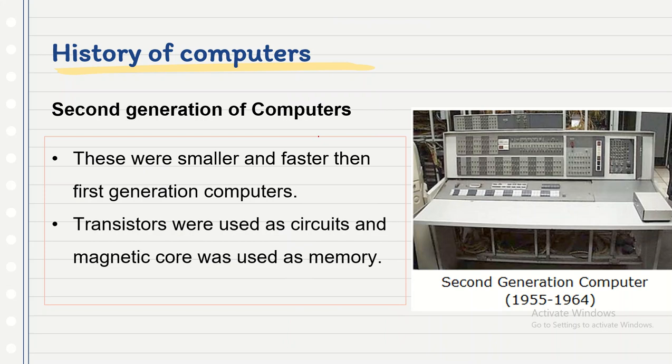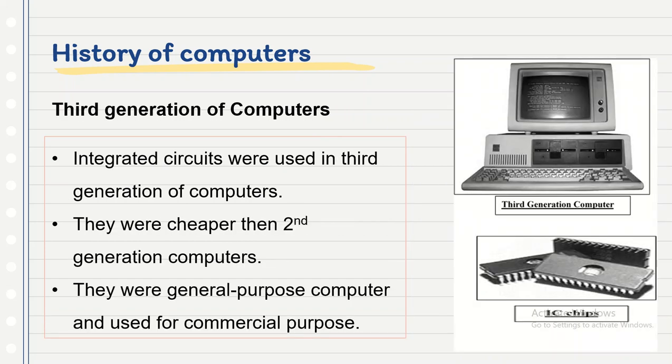They were smaller in size, but they also used a lot of electricity, and when they were operating, they would generate too much heat. And one main advantage of the second generation of computer was that they were faster and also smaller than the first generation of computers.